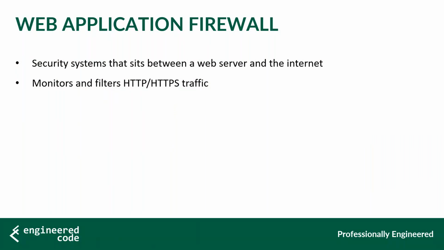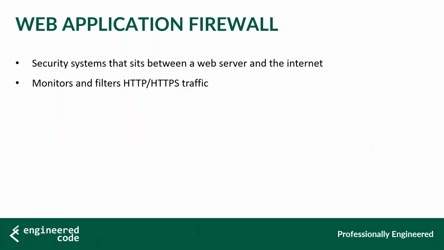What makes it more than just a regular firewall? A regular firewall would be able to block specific protocols or ports and that sort of thing. What makes a web application firewall a web application firewall is that it understands HTTP or HTTPS traffic. So it can monitor and filter HTTP traffic and look for common exploits that are specific to websites that are being hosted.